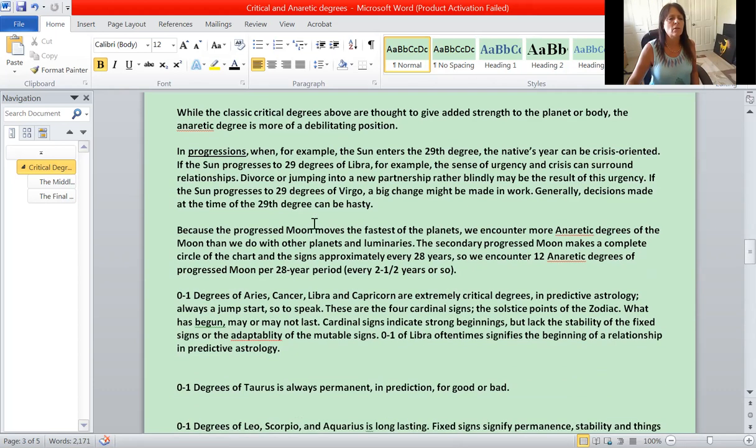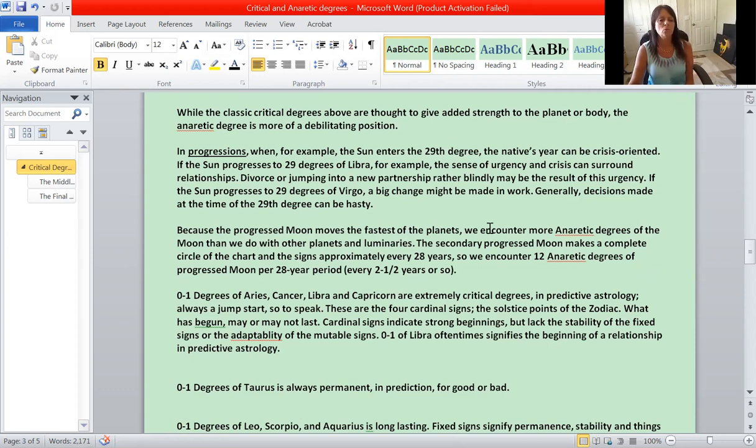Okay, in progressions, this one's interesting. In progressions, when, for example, the Sun enters the 29th degree, the native's year can be crisis-oriented. If the Sun progresses to 29 degrees of, say, Libra, the sense of urgency and crisis can surround relationships. Divorce or jumping into new partnerships rather blindly may be the result of this urgency. If the Sun progresses to 29 degrees of Virgo, a big change might be made in work. Generally, decisions made at the time of the 29th degree can be hasty.